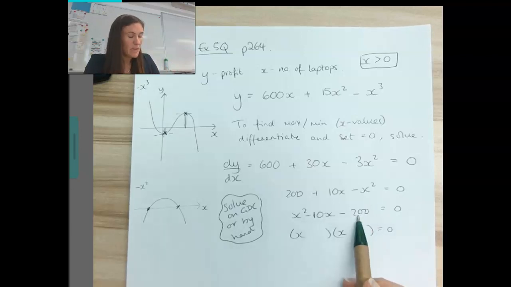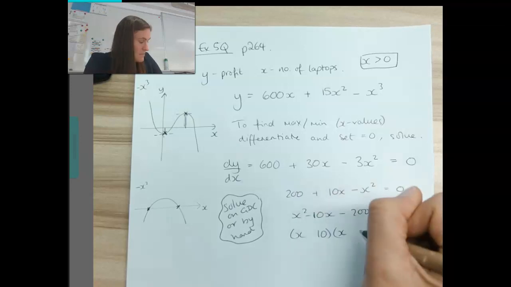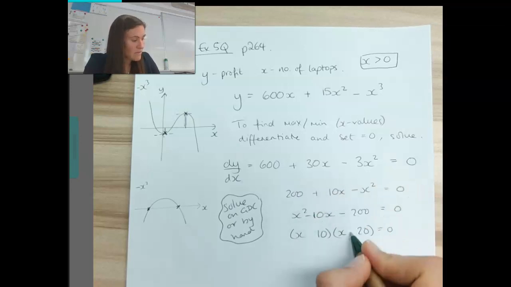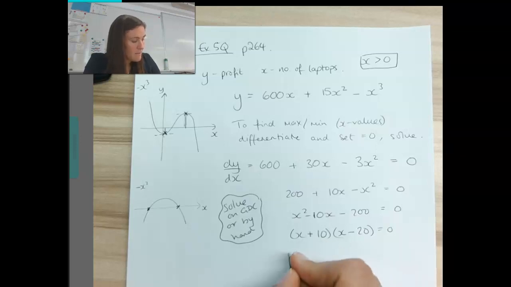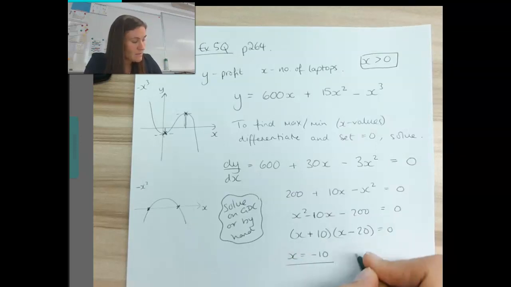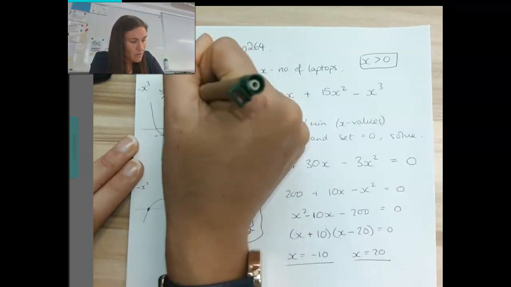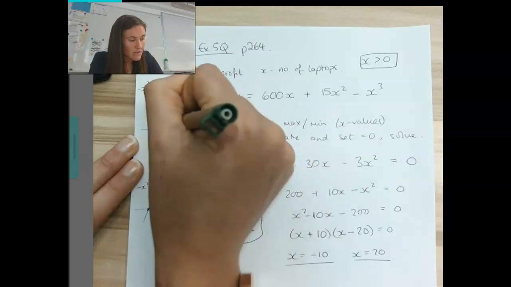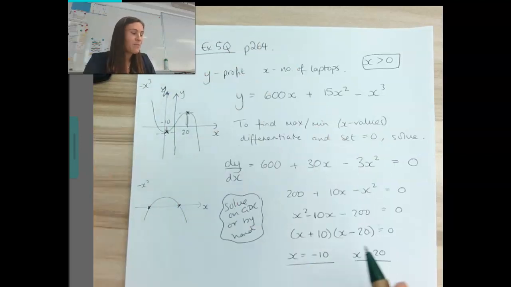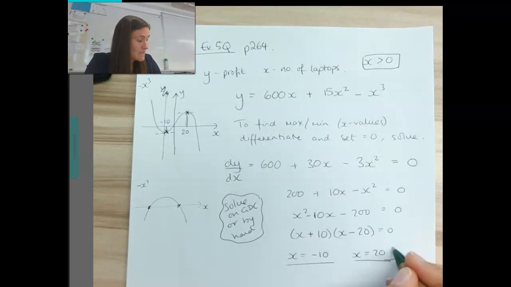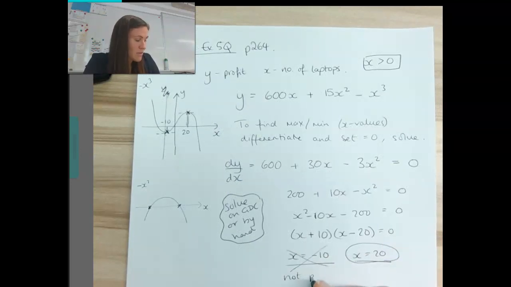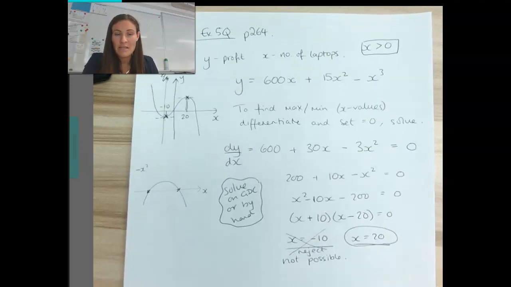So for 200, that's 20 and 10, and they've got a difference of 10. And I want it to be more negative than positive, so it's going to be minus 20 and plus 10. So my possible values are negative 10 laptops or 20 laptops. So this will be our negative 10, so I probably needed to move my y-axis over slightly for a better sketch. That would be negative 10, that would be 20. The value that I'm interested in is 20 because x has to be positive. So this one is not possible. Okay, so we reject it.